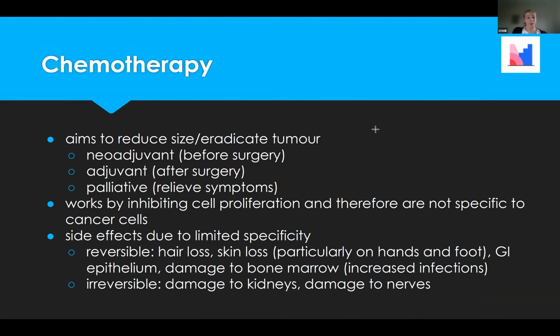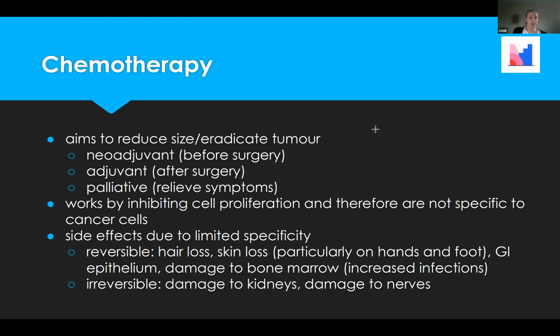So just quickly about chemotherapy, the main aim is to reduce the size or potentially in some cases to eradicate the tumor. And it can be split into three main pathways. The first one is neoadjuvant, which is before the planned surgery to just shrink the tumor and reduce the area of the tissue that will have to be cut out.